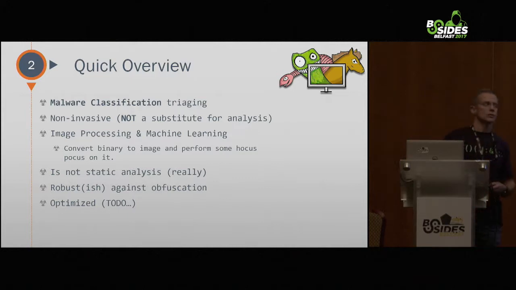It's robust-ish against obfuscation. Again, this is a work in progress, so we've a bit of work to do, but the initial results that I'm getting back are kind of promising. It's optimized well. That's what I'm doing at the moment. I'm working in Python, which is fairly slow in terms of some of the image processing. So I can use C bindings using things like Cython, which allow me to use the native C code, which is a little bit faster. So that's something I'm working on as well.